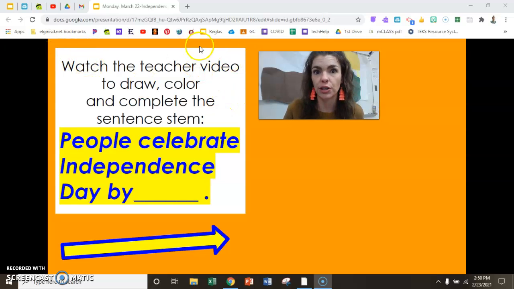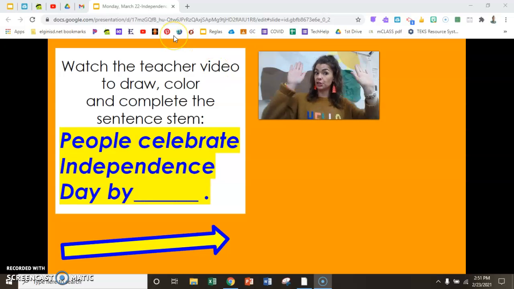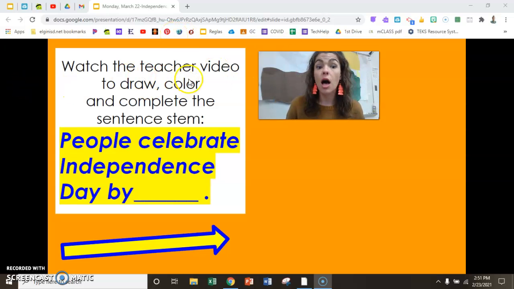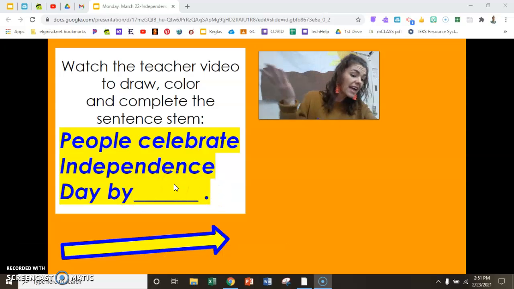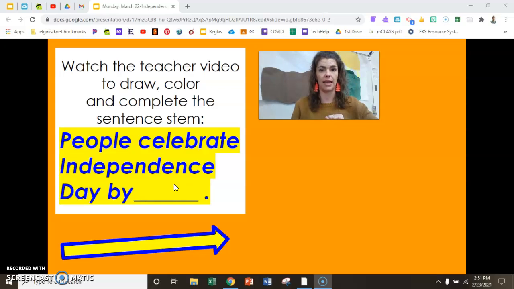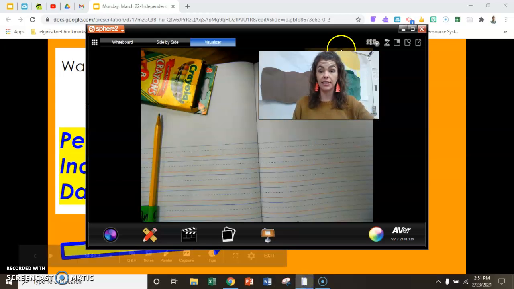Here, let's read our instructions. Watch this teacher video to draw, color, and complete the sentence stem. Here's our sentence stem in yellow. Read it with me, please. People celebrate Independence Day by blank. Your job will be to fill in this blank with how do people celebrate this day. You will add a beautiful picture and lots of color. But first, let's start our sentence stem here together.